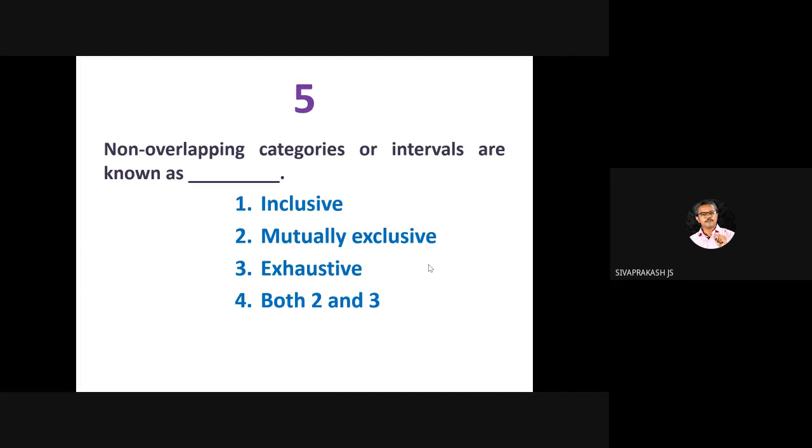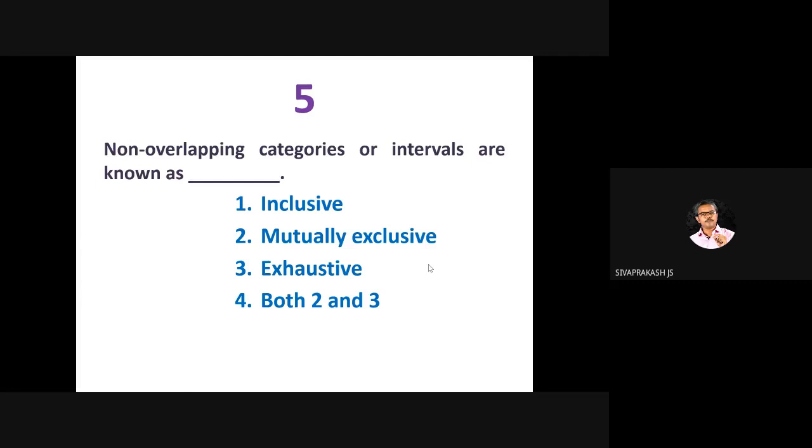Number 5. Non-overlapping categories or intervals are known as dash. Is that inclusive, mutually exclusive, exhaustive, both 2 and 3? So overlapping, non-overlapping. Non-overlapping intervals or non-overlapping categories.